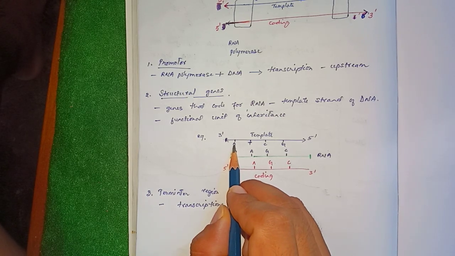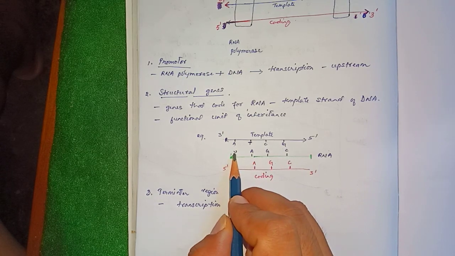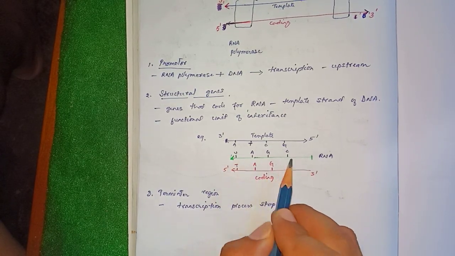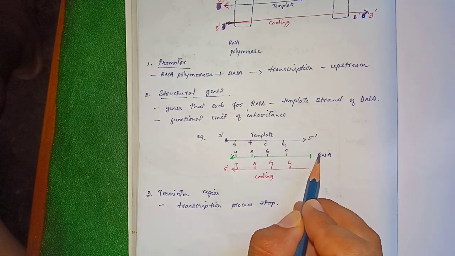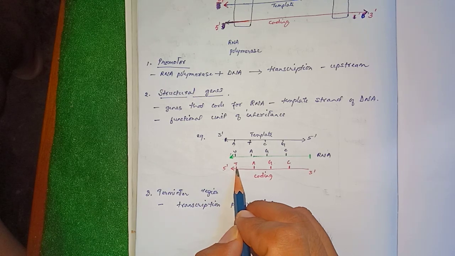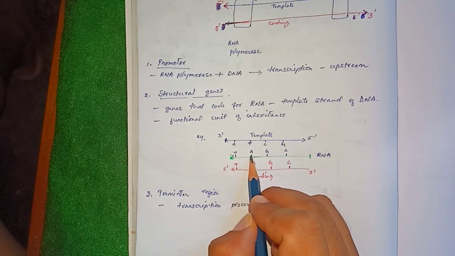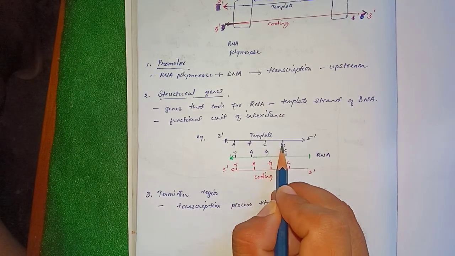We know that A always pairs with T, but in RNA the T is replaced by U, that is uracil. Therefore, A will pair with U in the case of RNA. In the case of DNA, it will pair with T. Now T will pair with A, C with G, G with C.